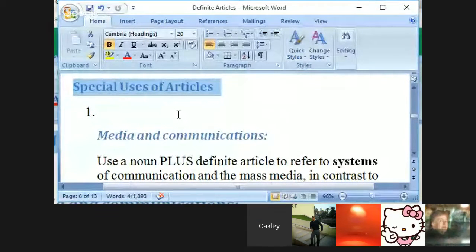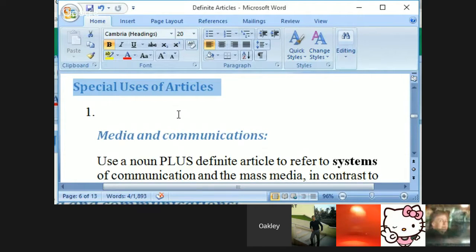Now, everything I've talked about so far was general uses of the. Now, very specific, special uses, maybe some exceptions. Some of these may run counter to what I just spent 20 minutes talking about. So it may be a little confusing.